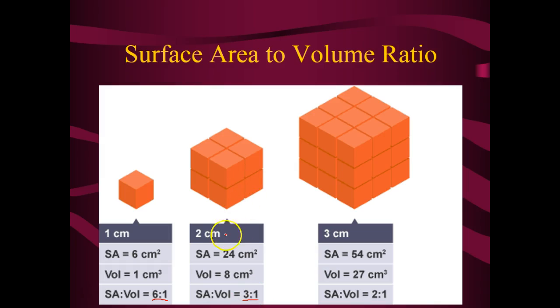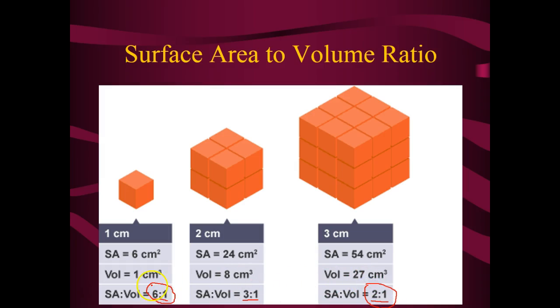Okay, so just by doubling the length of our side, we have decreased our surface area to volume ratio by half. Or we've cut the ratio in half. And then if we add another 50% to our cube, meaning we add 1 extra centimeter to all sides, now we have 54 centimeters squared, our volume is 27 centimeters cubed, and our surface area to volume ratio now is 2 to 1. This one is much more efficient than this one, which is much more efficient than this one, and 6 to 1 is way more efficient than 2 to 1.